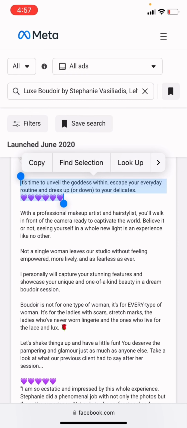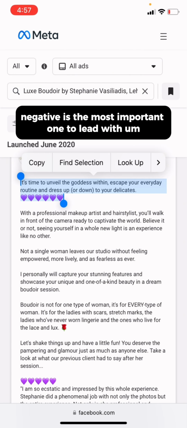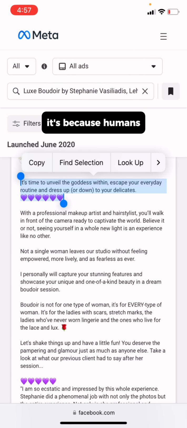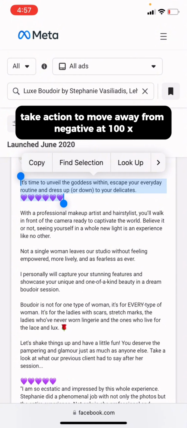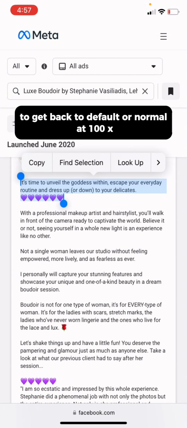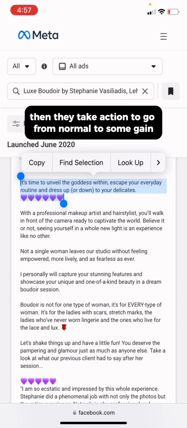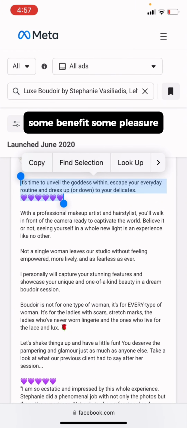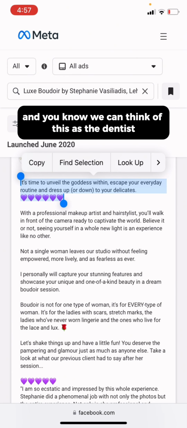Well, I'm going to explain why negative is the most important one to lead with. It's because humans take action to move away from negative, to get back to default or normal, at 100x the rate that they take action to go from normal to some gain, some benefit, some pleasure. And we can think of this through the dentist.